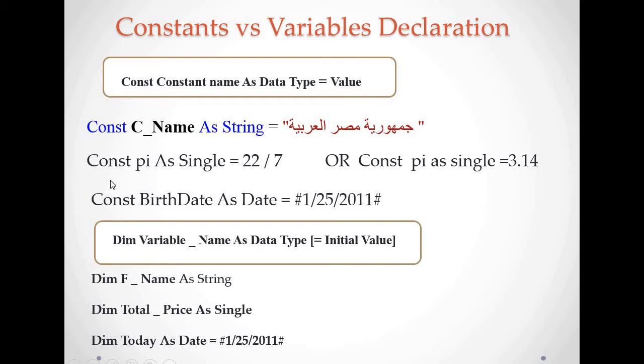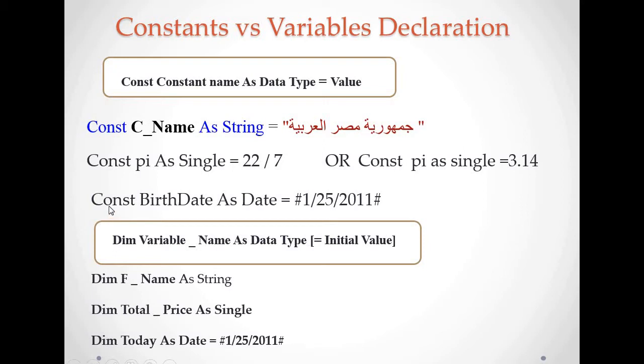Another example: here we declare a fixed value, which is 22 divided by 7, or 3.14. This is the value of pi to calculate the area of the circle, so it is a fixed value. So start with the word Const, then put the constant name, then determine the data type. We write Single here because it contains a fraction or decimal.